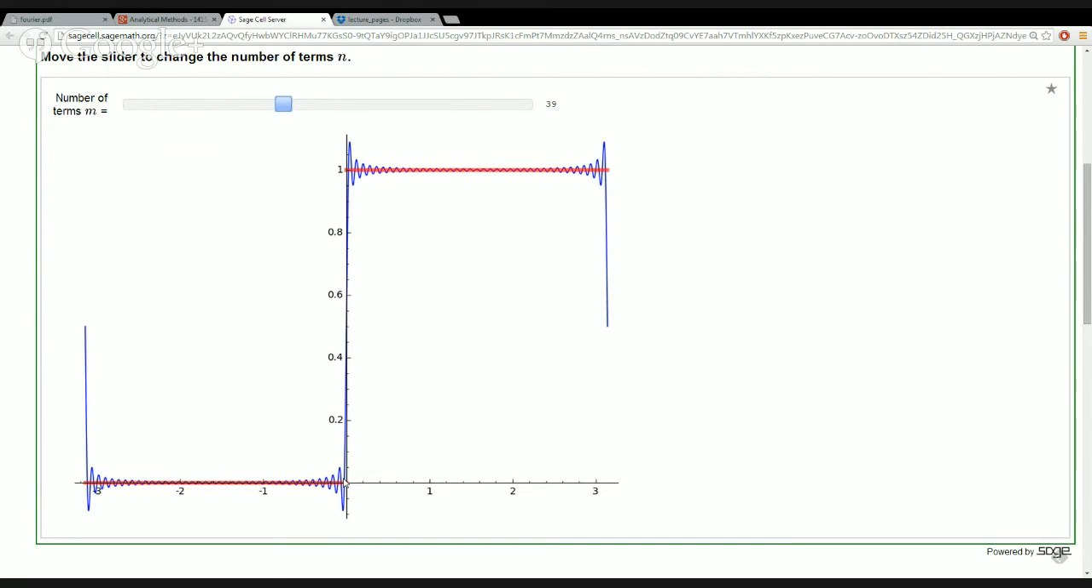This behavior has got a name. It was discovered or noticed by people in various settings, but the name that's become attached to it is Gibbs phenomenon. So this is the Gibbs phenomenon near points of discontinuity.